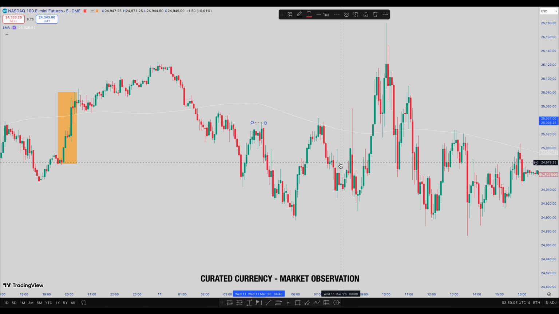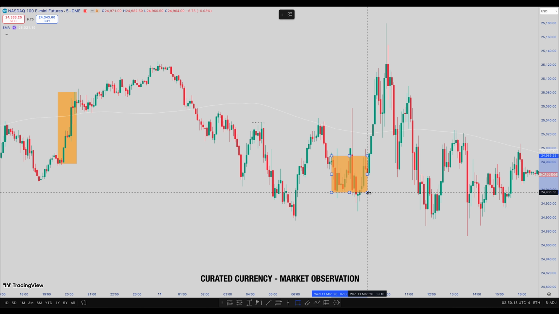Candles overlap more, momentum slows down, price begins moving inside a tighter structure. This is classic compression and consolidation behavior, which means that the market is just pausing and building pressure before that next move.